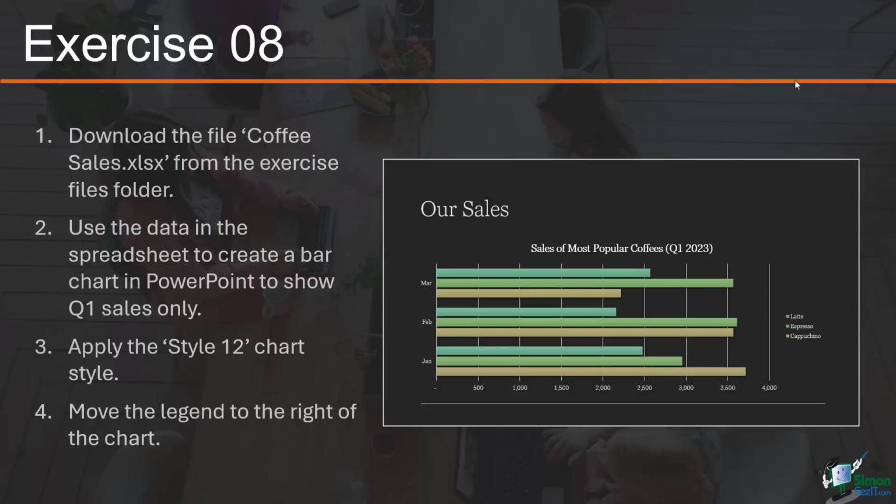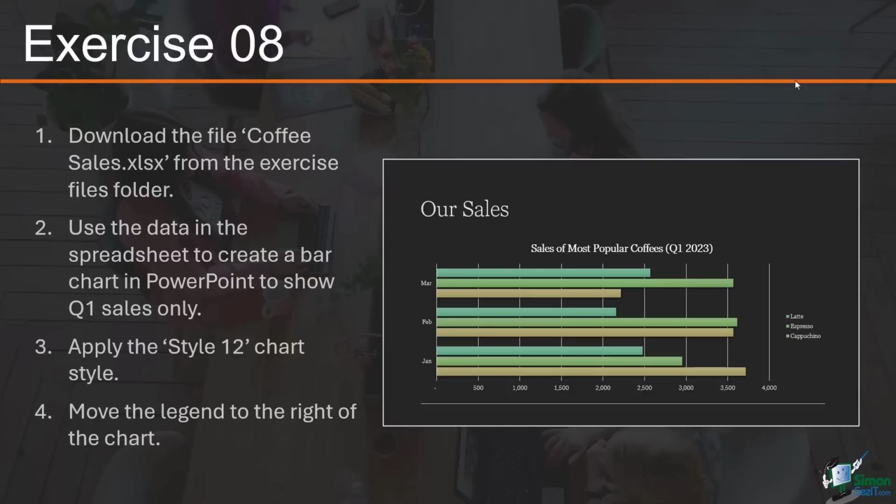It's time now to do exercise 8. And in this exercise, we're going to practice some of the skills that we've learned in this section of the course. So the first thing I'd like you to do is download the file coffeesales.xlsx from the exercise files folder. This is an Excel spreadsheet.